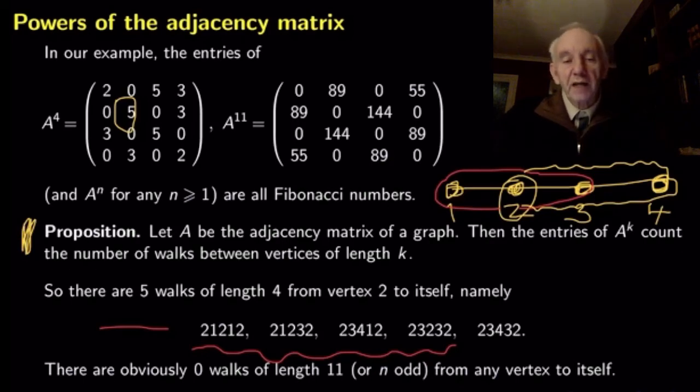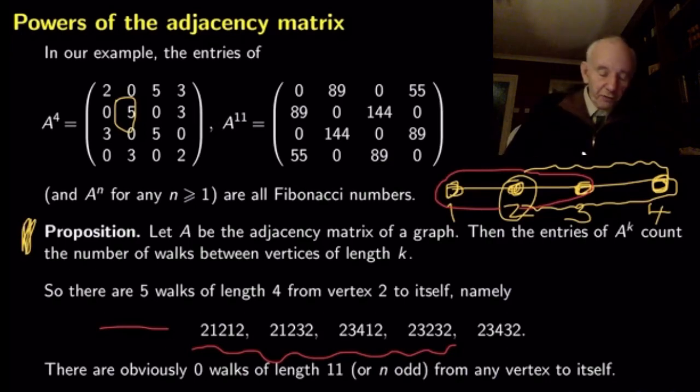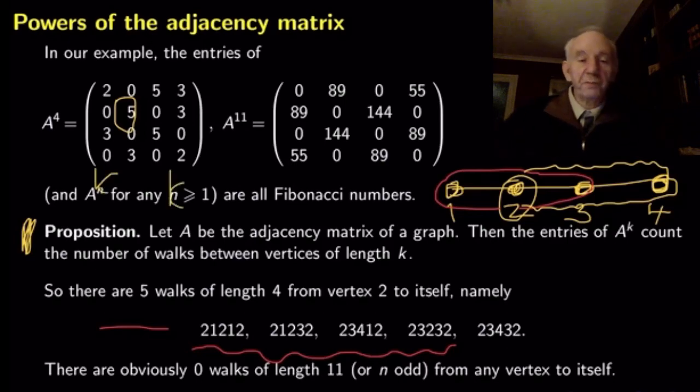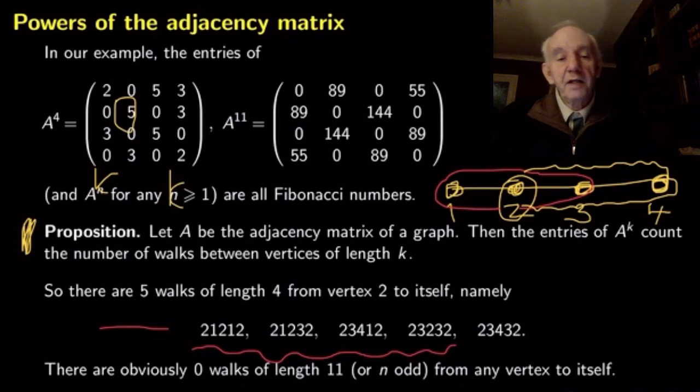If you've got a power, say A to the power k, you shouldn't really use n because n is normally reserved for the number of vertices, which here is 4. If you have a matrix power, say A to the power k, then each entry in that matrix counts the number of walks with k steps from the relevant vertex to the other vertex, or if it's a diagonal entry, from that vertex to itself.